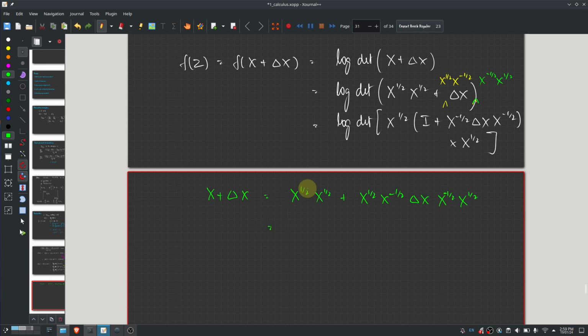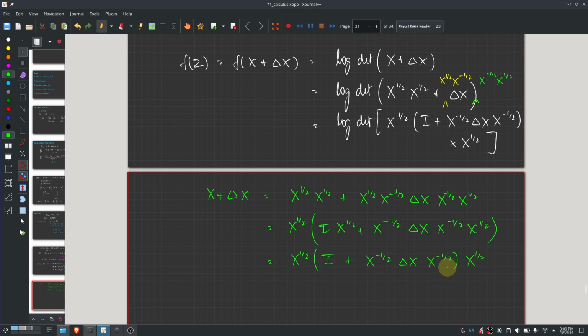Okay, now let me take an X power half outside. So this is X power half times X power half plus X power minus half delta X, X power minus half, X power half. Okay, now I can write this X power half as I times X power half. Let me take another X power half outside, but not on the left, but rather on the right. Okay, it's just a trick that I'm going to play. This is equal to X power half times I plus X to the minus half delta X to the minus half times X to the half.